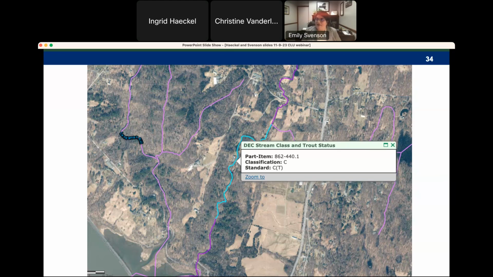Just to the left of that, you'll see the Landsman Kill stream system. That is a class C that is not a T. So it's just a regular C, and that means it's not regulated. It's a perfectly nice stream. It flows through a nice forested area. Development that affects that stream would not be regulated by New York State. So it really just depends on that classification system.